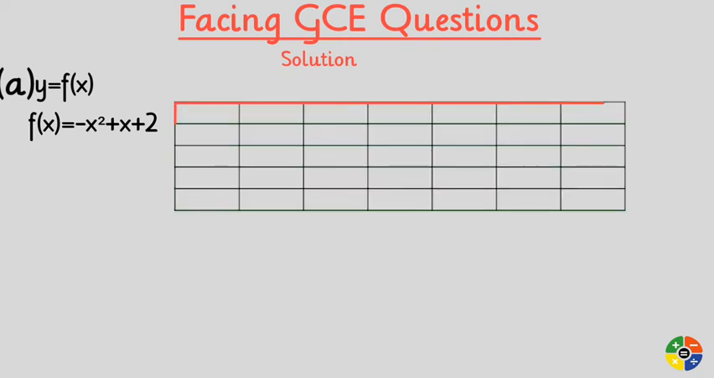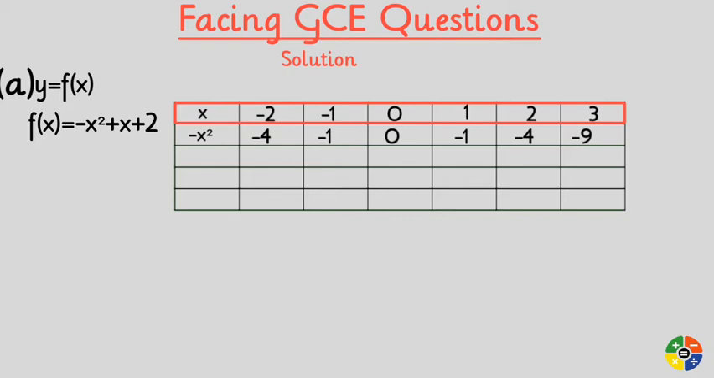On the first row, I will list values of x within the range, that is from negative 2 right up to 3. With each value of x, I need to evaluate negative x squared plus x plus 2, which is the function f of x or y. Beginning with negative x squared, I will square each value of x and then multiply by negative 1, obtaining negative 4, negative 1, 0, negative 1, negative 4, and negative 9.